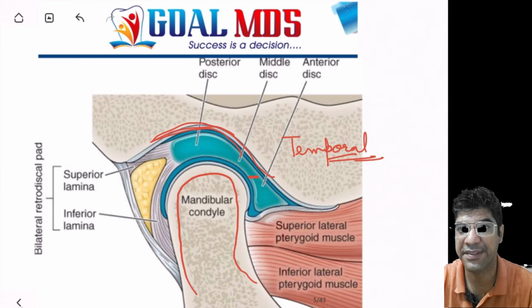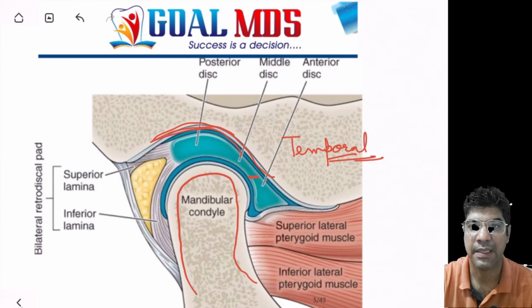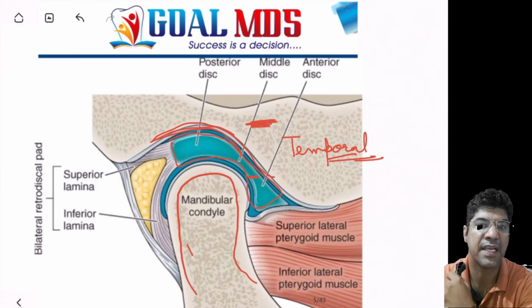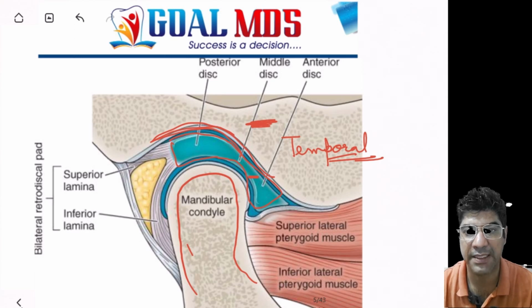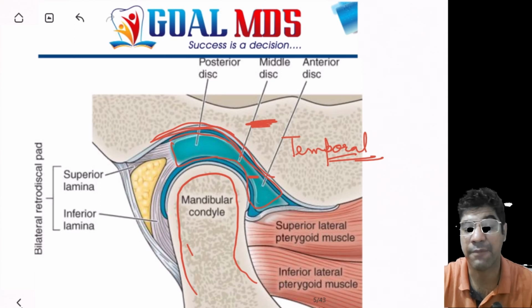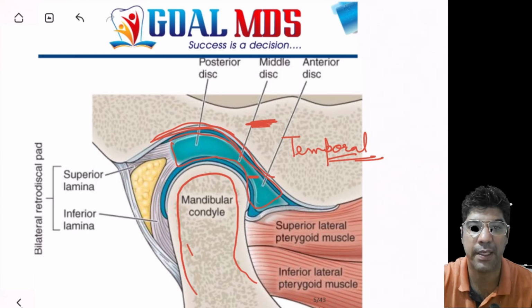It has an articular disc, a disc-like structure made up of fibrocartilage that separates the mandibular condyle from the temporal bone. So this blue segment represents the articular disc. So what is the function of this articular disc? It helps to cushion the joint and allow for smooth movement.